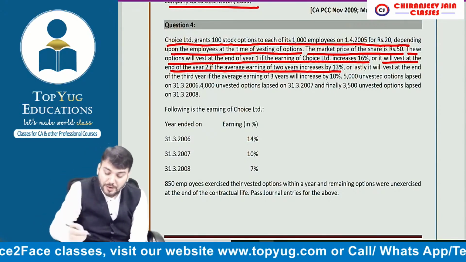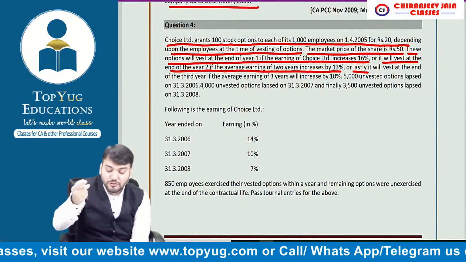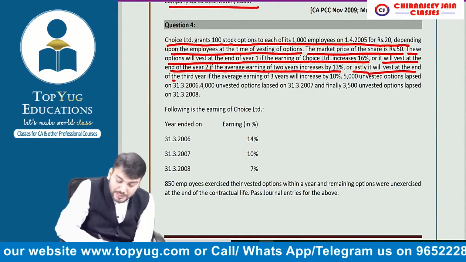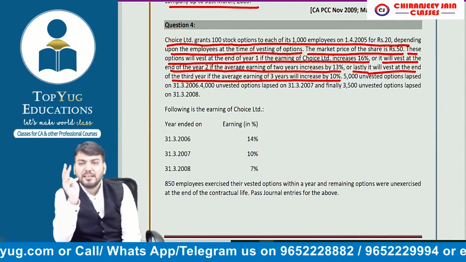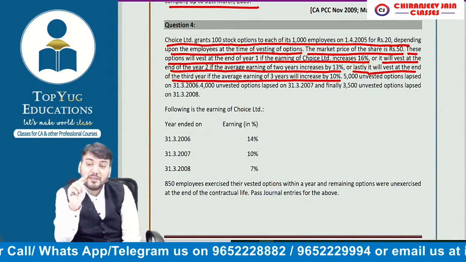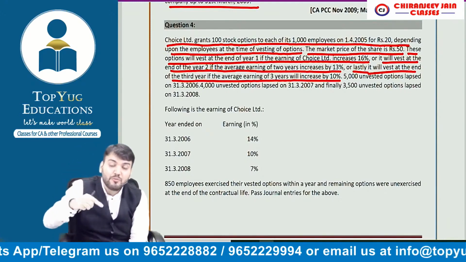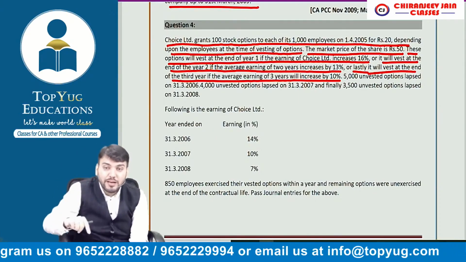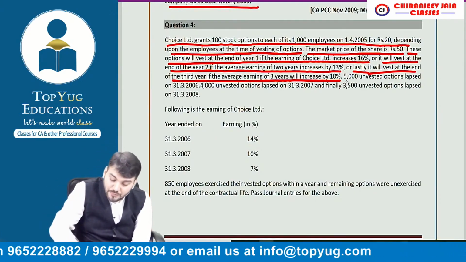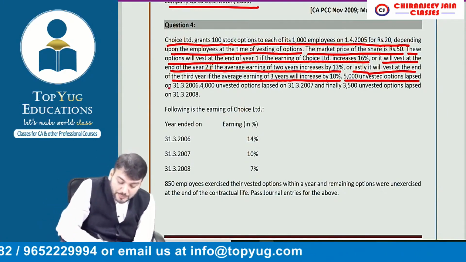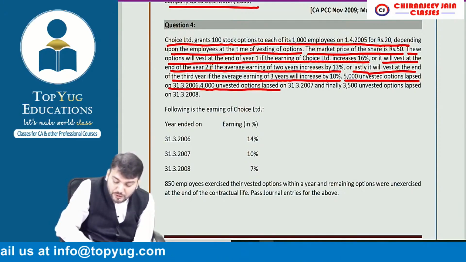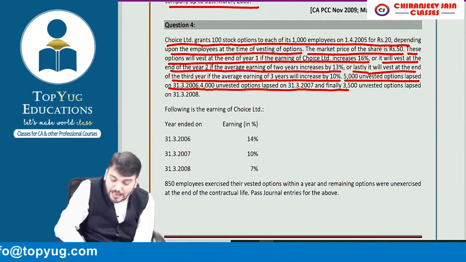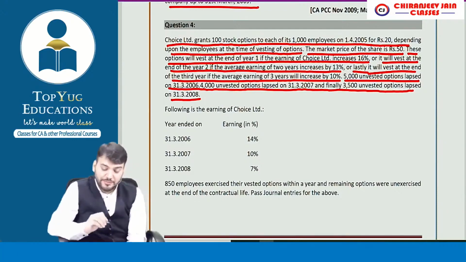Otherwise the condition will not be satisfied. Or lastly, they have given one more chance: it will vest at the end of the third year if the average earning of 3 years increases by 10%. Means in this we need to estimate the vesting period, because the vesting period can be 1 year or 2 years or 3 years. 5,000 unvested options lapsed on 31st March 2006, 4,000 unvested options lapsed on 31st March 2007, and finally 3,500 unvested options lapsed on 31st March 2008.